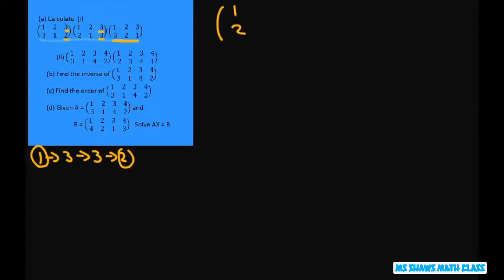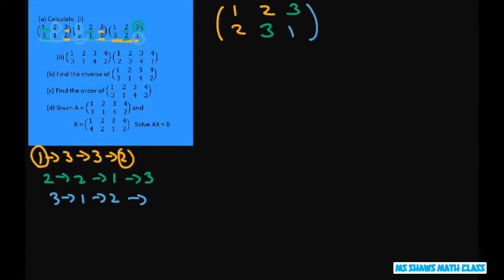We have that, so now we're going to write 2. And let's look at what's going on with 2. 2 maps to 2. Then 2 maps to 1. Then 1 maps to 3. So this will be 3. Finally 3. So put 3 here. 3 maps to 1. 1 maps to 2. And 2 maps to 1. So that's your answer for that one.